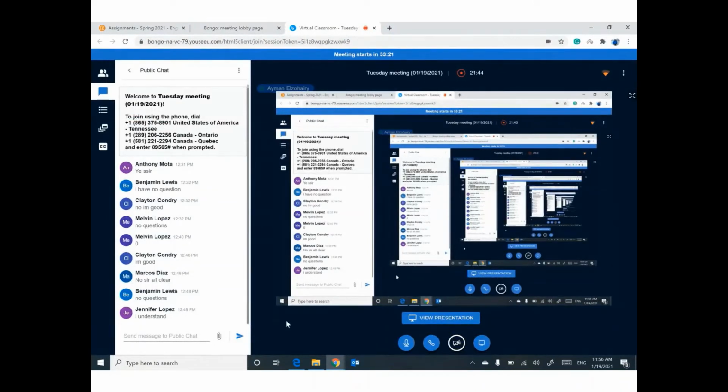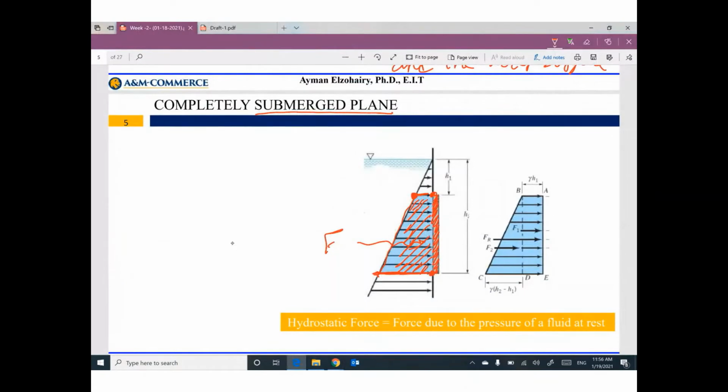So on that example, would we split it up and solve for the area of a rectangle and then a triangle? Yes, if you can get the total area for this trapezoid in one time, that's fine. If you don't, I highly recommend dividing it into two areas. The first one is a rectangle with this equivalent force. The second one will be a triangle with another area and another equivalent force.